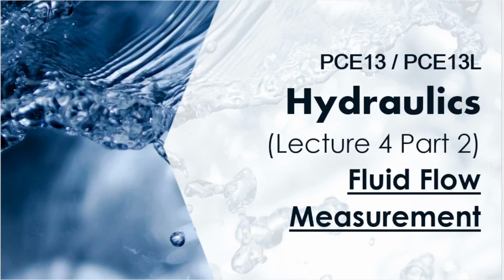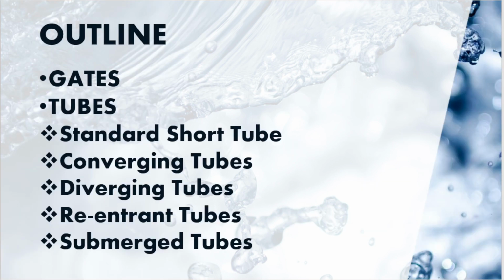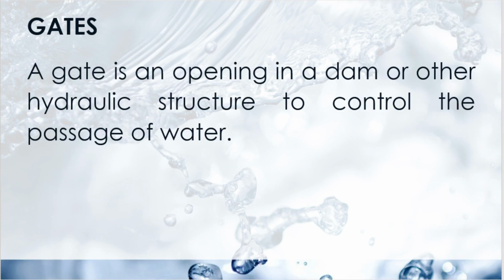Alright, so good day. We're going to continue our discussion on fluid flow measurement, and this time we're going to talk about gates and tubes. Gates are openings in a dam or other hydraulic structure to control the passage of water. As the definition says, it is applicable to dams. Here are the examples or illustrations regarding it.